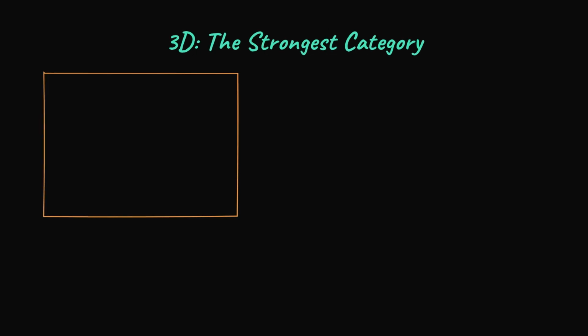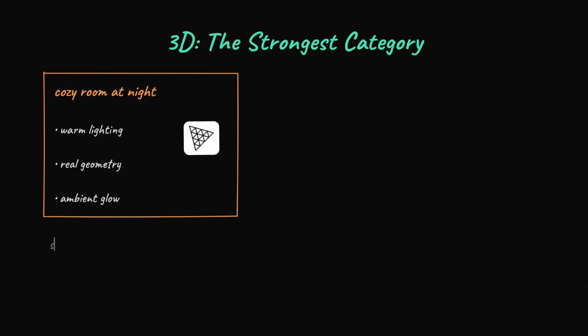The 3D generation is honestly the strongest category. I asked for an isometric cozy room at night in Three.js, and it produced proper warm lighting, furniture with actual geometry, and a soft ambient glow. Small quirks, sure, but usable.